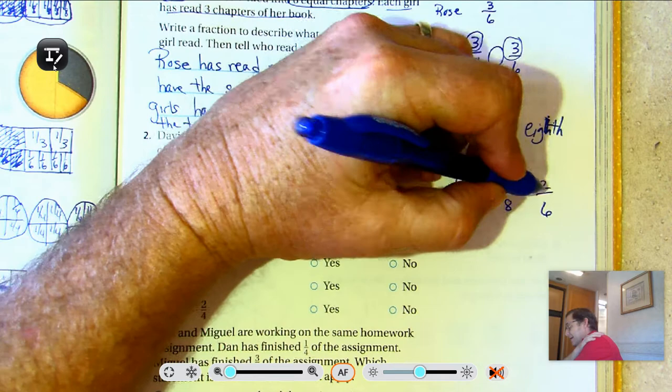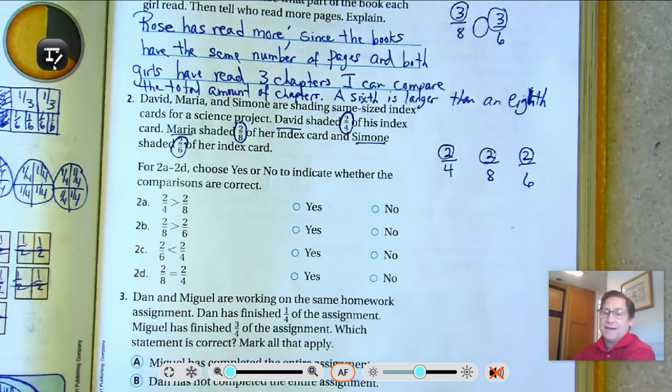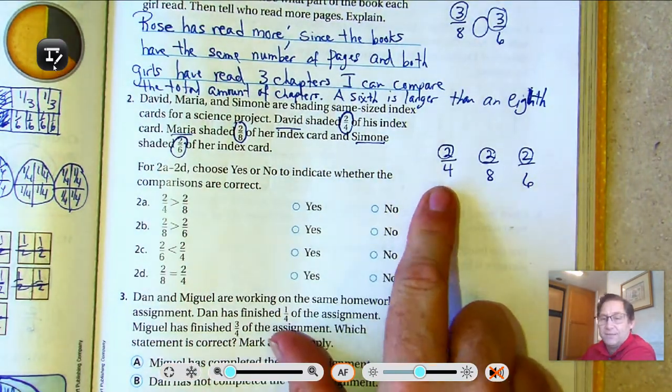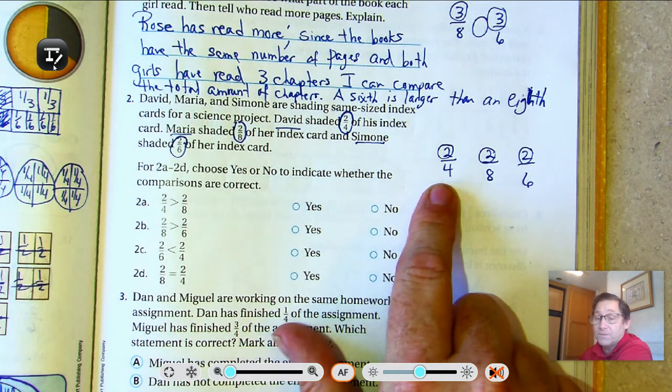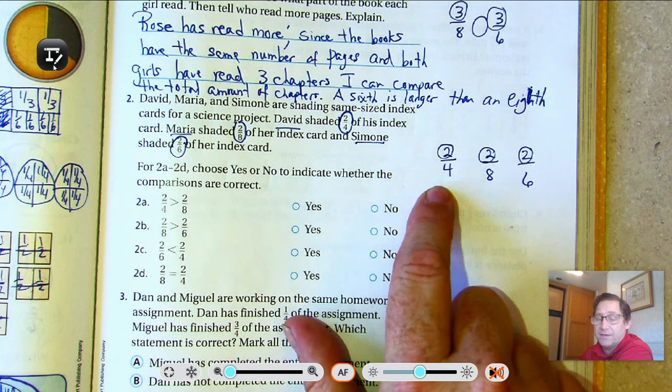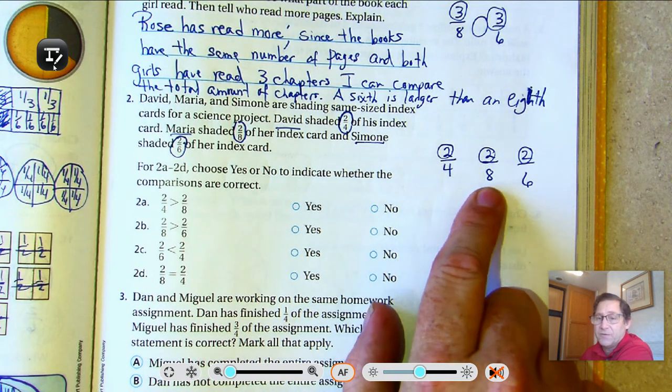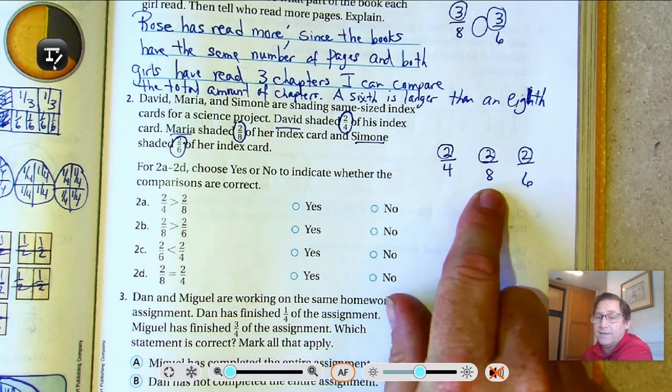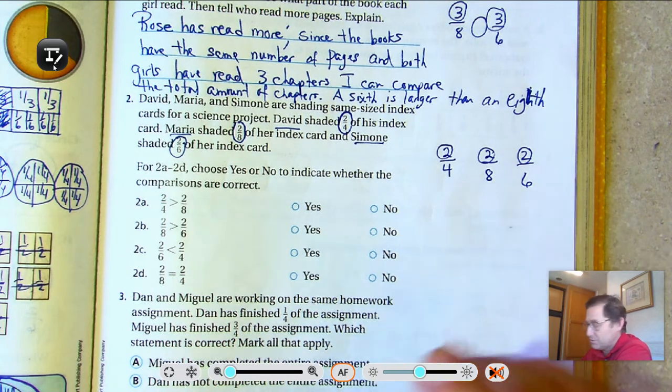Okay. And again, I notice that the numerators are the same. So that tells me that the fourths are the largest pieces. So this is going to be my largest fraction. This is going to be my smallest fraction because it has the most equal parts in the whole. And this is going to be in between them.